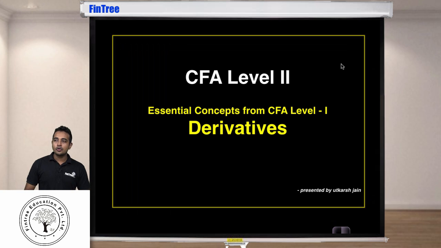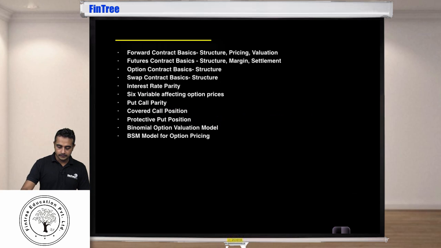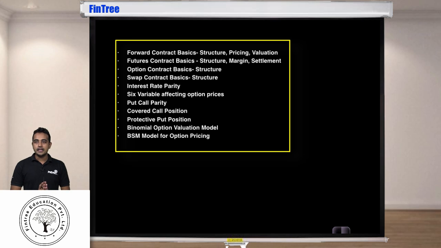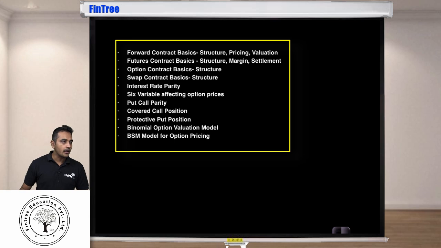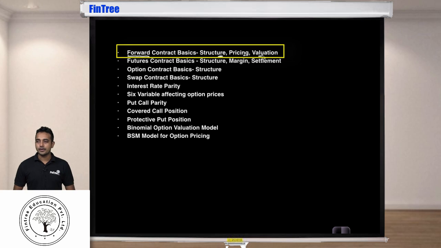I did go through the new learning outcome carefully, and then I listed out the items that we need to remember from the Level 1 syllabus. So we are going to start with the first one now. You can also make notes parallelly along with me. We are starting with the basics of forward contract. We would look at structure, pricing as well as valuation, all three components.